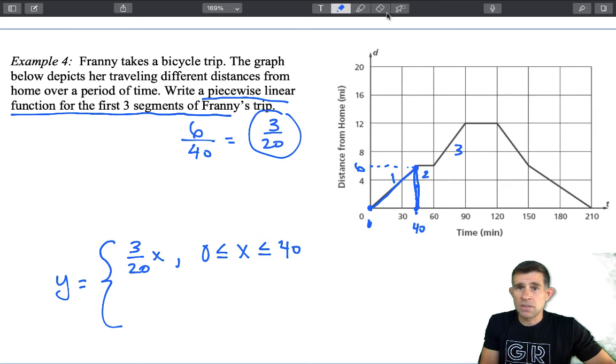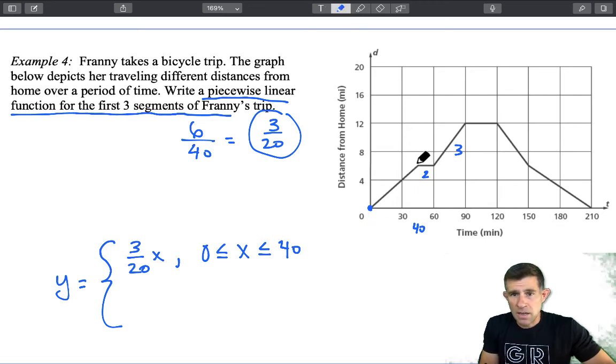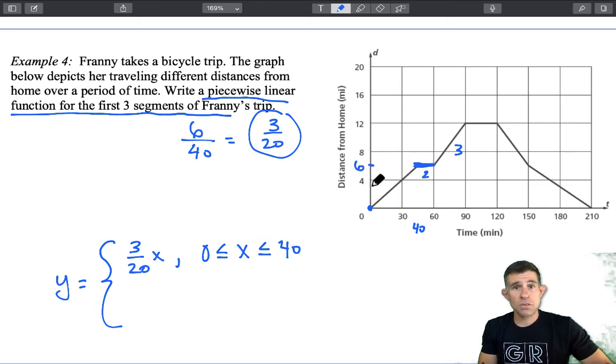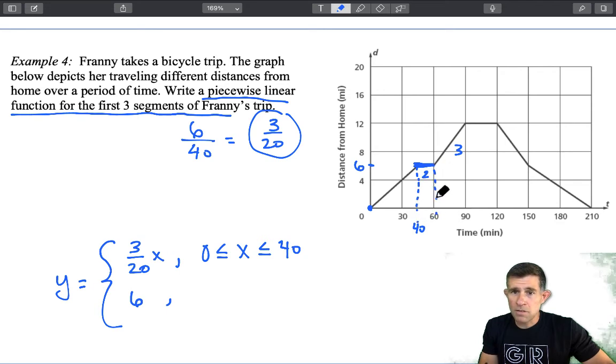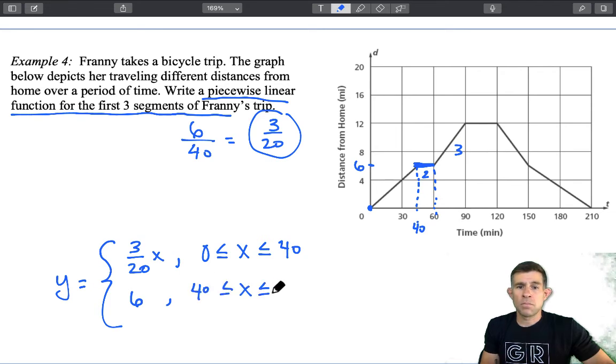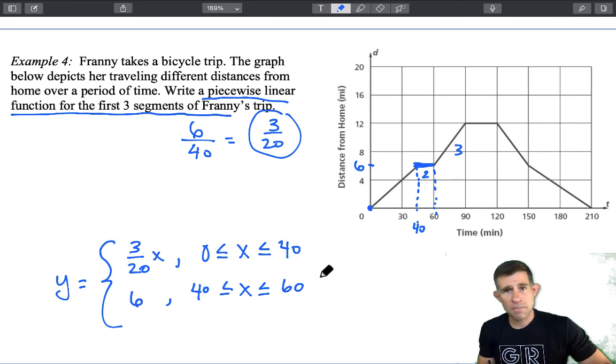Our next segment, if we take a closer look, we can see is just a horizontal line. And that horizontal line, remember, takes on the equation y equals whatever those y coordinates are. Well, it looks like our y coordinates here are going to be the same as our last y coordinate, which was just y equals 6. So here's our second equation, y equals 6, and it's going to be graphed over the domain where x goes from 40 to 60. So we put our little domain restrictions on it, just like that.